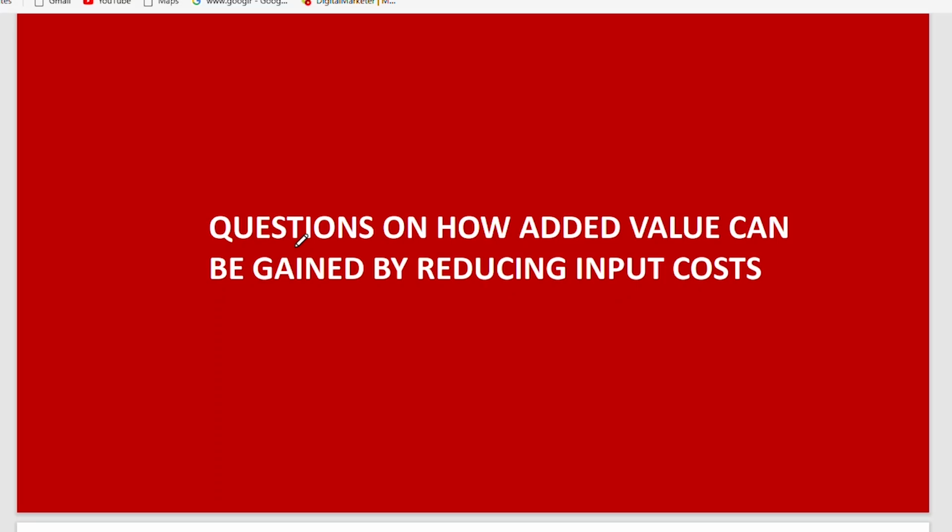So what is the next? Well, the next question requires you to understand how added value can be gained by reducing input costs. Remember, the whole point here was, yes, we have costs. But then, can you reduce these costs? Because cost reduction is always important. So if we can reduce this cost, then we can gain.